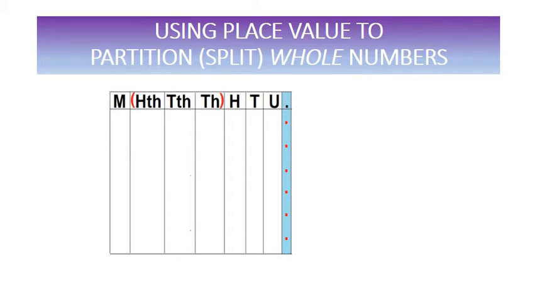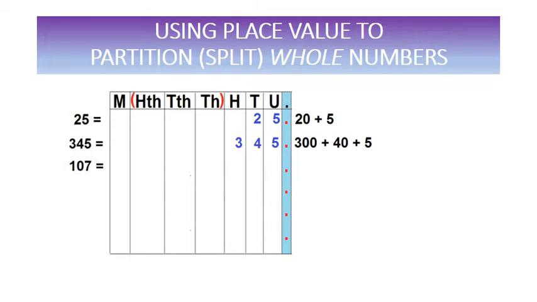Place value is also really useful when we need to partition or split numbers up into different parts. This is particularly useful when we're doing addition and multiplication calculations. So if we look at the first number, we've got the number 25, which we can see is made up of 2 lots of 10, which is the same as 20 plus 5. This number we've got is 345, is made up of 300 plus 4 tens, which is 40 plus 5.